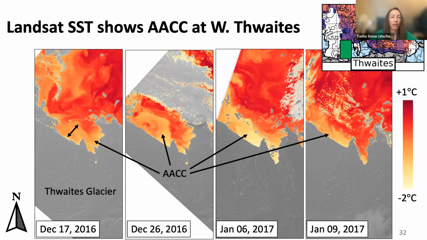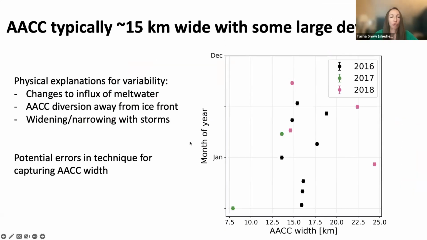And this is just a time series from December 17th to January 9th from 2017. So we can start to get at variability really easily with this thermal data over longer periods of time than we could from shipboard and over many years. So from this, we can start to measure in a very basic way the width of the Antarctic coastal current.